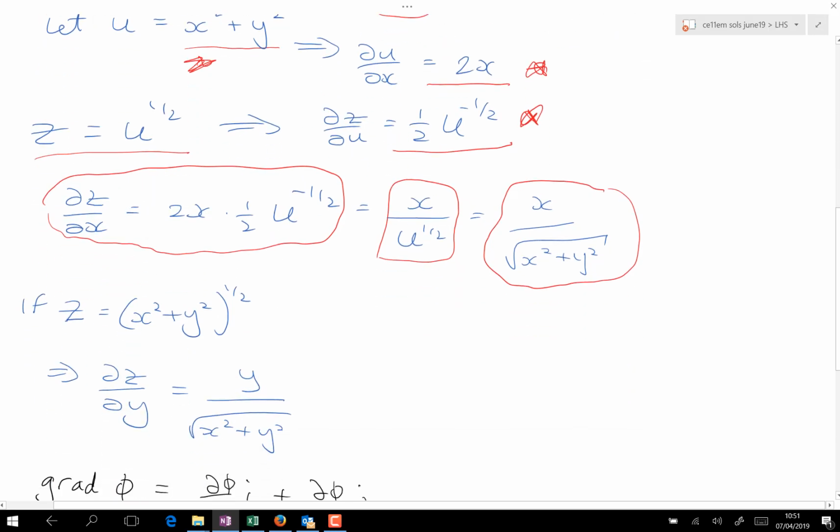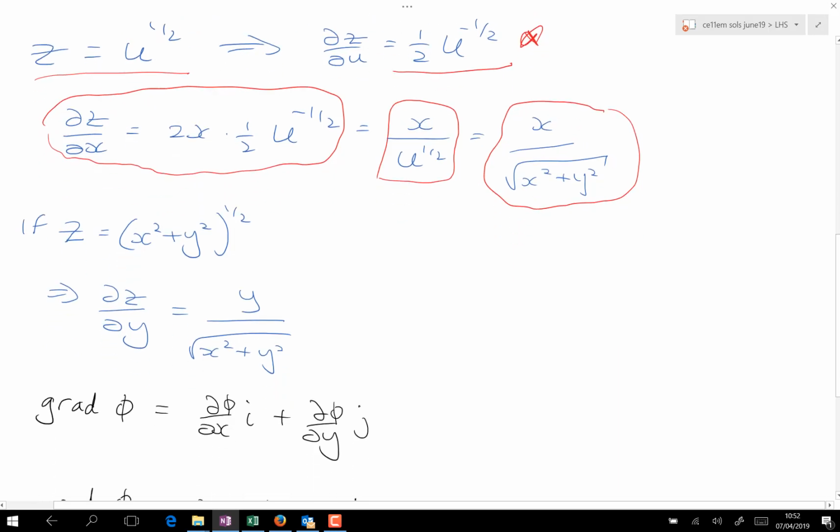Now if I wanted to do the same thing with this z, but partially differentiate with respect to y, we would use exactly the same method, and I'm hopeful you can work through it and see that it'll look very similar, except we'll have y over square root of x squared plus y squared. Okay, so have a read through that, go through it again, make sure you're happy with the partial differentiation using the chain rule.